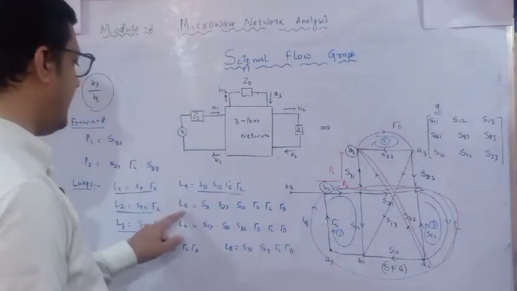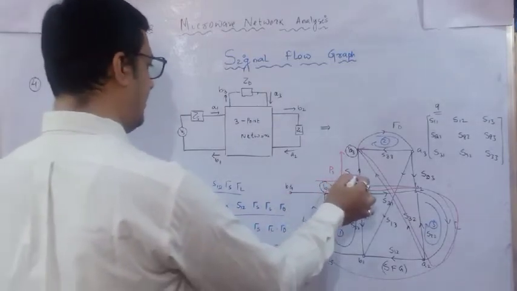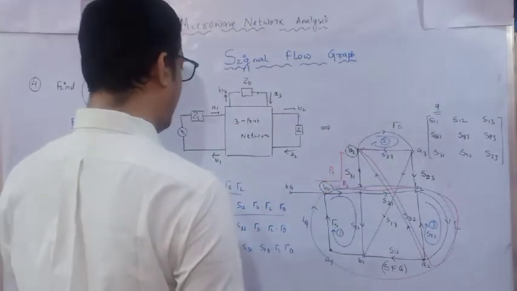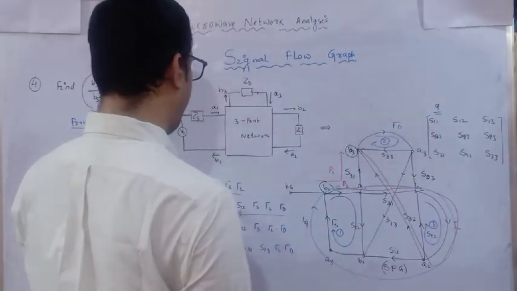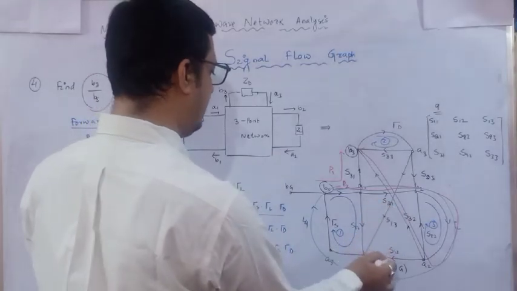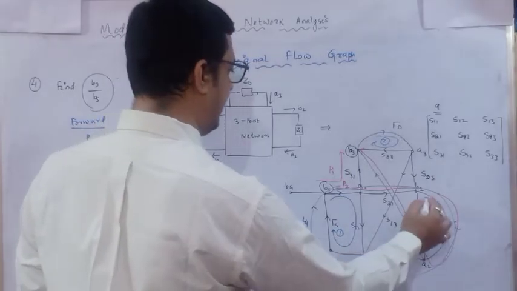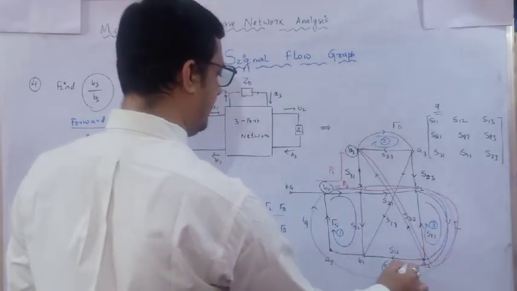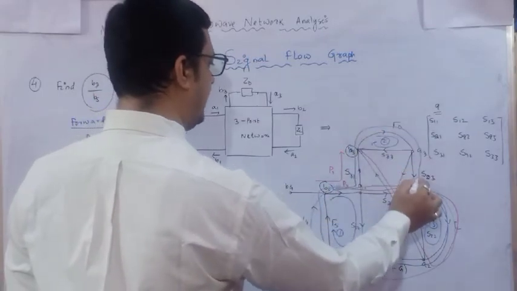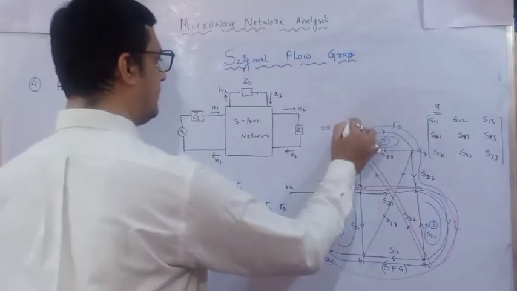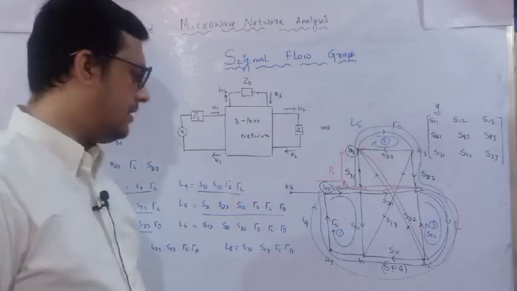Done. Then L5 is S31, S23, S12. S31, then S23, and S12. S12 is also available here, along with rho s, rho l, and rho d. So that means this particular path, rho s, this one, rho l, S23, can act as one loop. So it is loop 5. Similarly, there are 3 more loops that I have written.